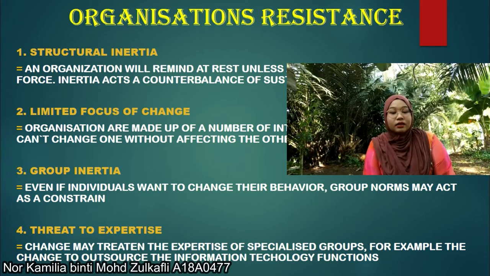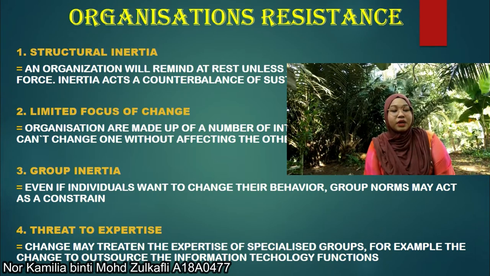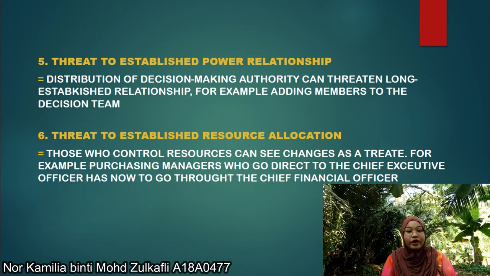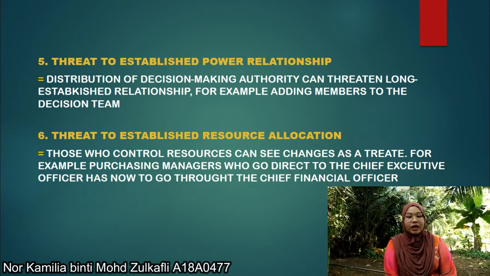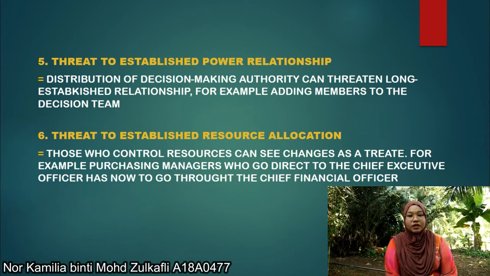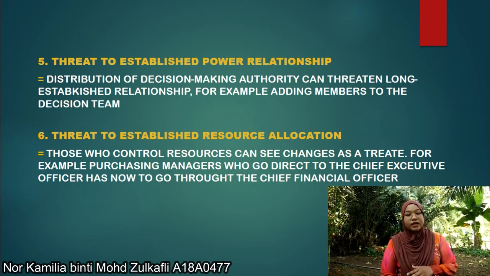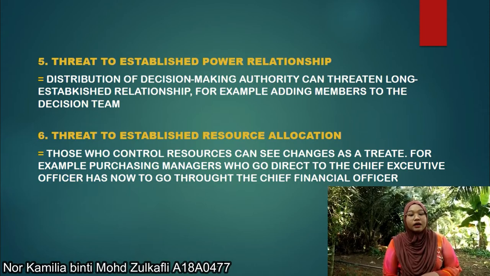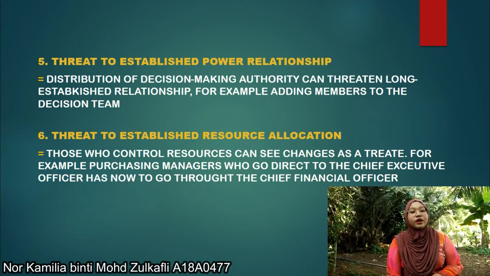Fourth, threat to expertise. Change may threaten the expertise of specialized groups, for example, a change to outsource the information technology function. Fifth, threat to established power relationships. Redistribution of decision-making authority can threaten long-established relationships, for example, adding members to the decision teams. For the last, threat to established resource allocation. Those who control resources can see changes as a threat, for example, a purchasing manager who reports directly to the chief executive officer having to go through the chief financial officer.